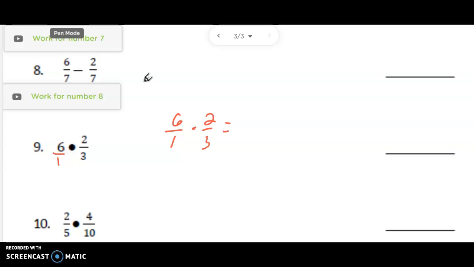Well, we could multiply straight across, or we can cross simplify. If I multiply straight across, 6 times 2 is 12. 1 times 3 is 3. 12 divided by 3 is 4.